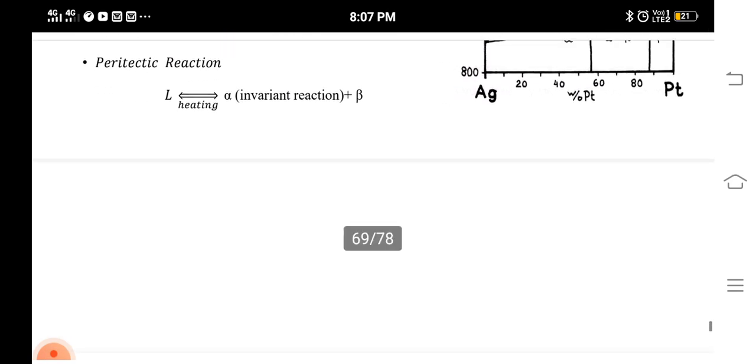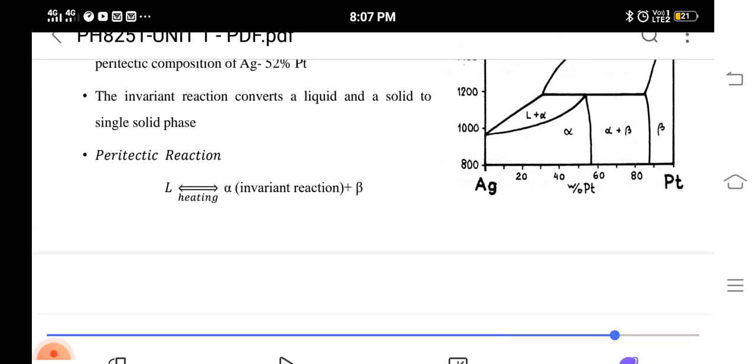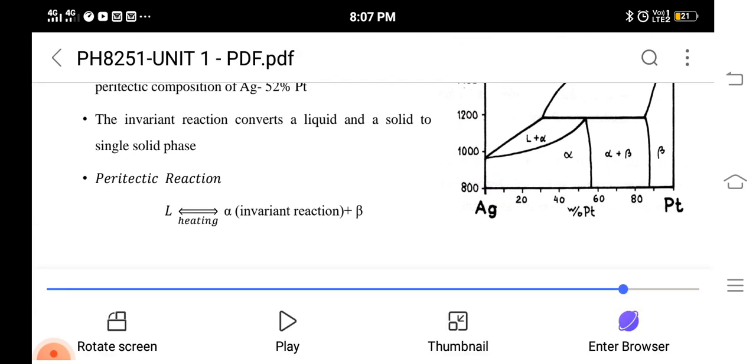Here we have seen the peritectic phase diagram with an example.